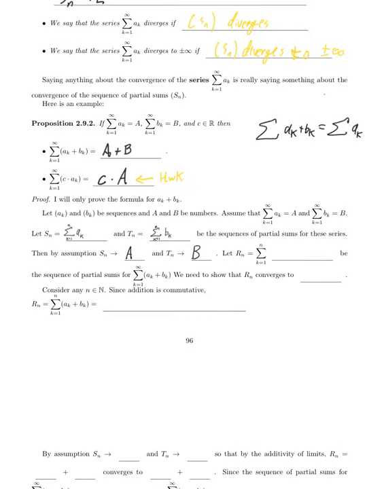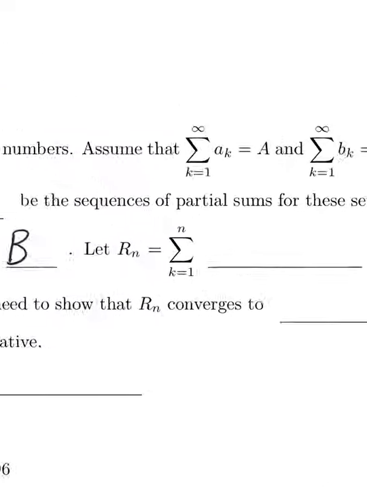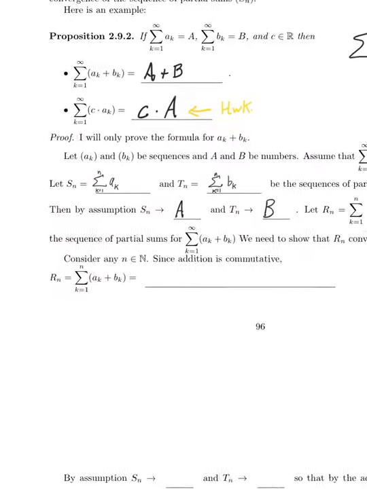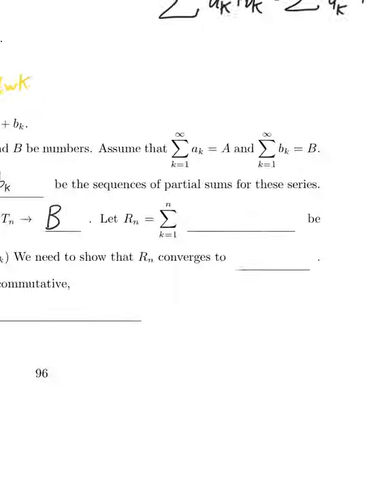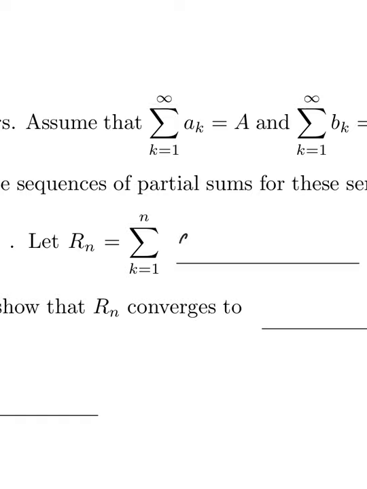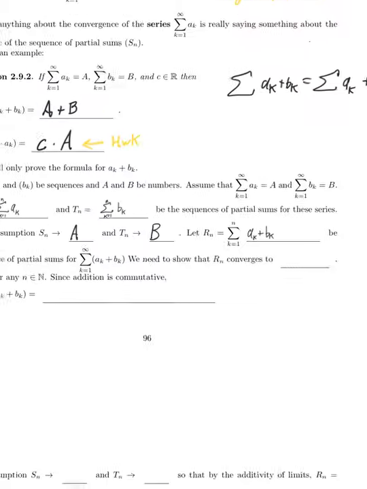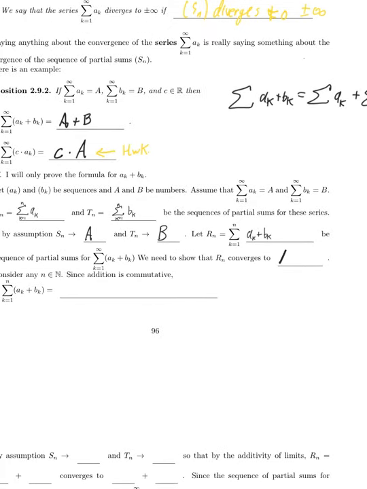I want to show this is true. So I want to show something about that series. Well, to say something about that series, I need to say something about its sequence of partial sums. So that's what we'll do. Let's let R_n be the sequence of partial sums for this series. What does that mean? That means R_n is the sum from k equals 1 to n of a_k plus b_k. I will be happy if I can show that R_n converges to A plus B.